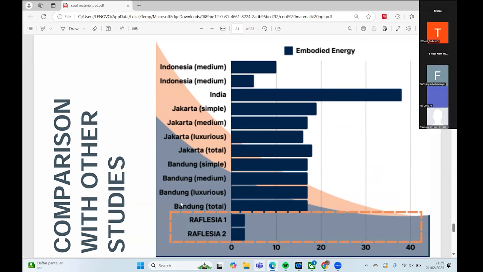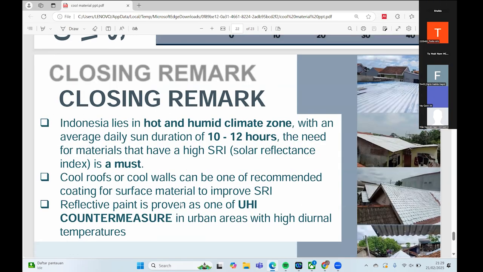I guess the closing remark here is that Indonesia lies in a hot and humid climate zone with daily sun duration of 10 to 12 hours. We need materials with a very high solar reflectance index, SRI. So cool roof is one of the alternatives to improve the surroundings, and also serves as an urban heat island countermeasure in urban areas with high diurnal temperature.